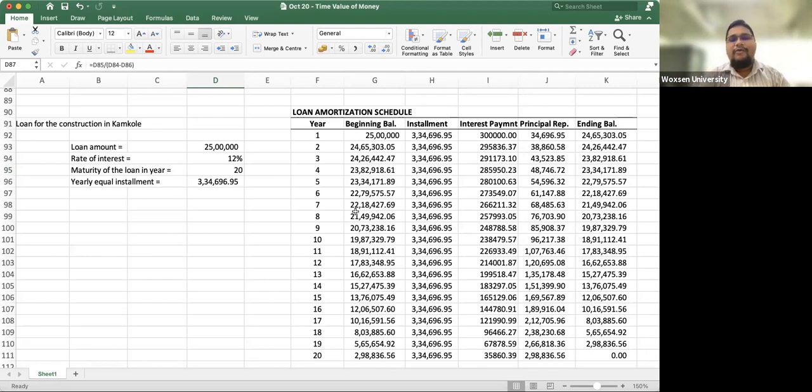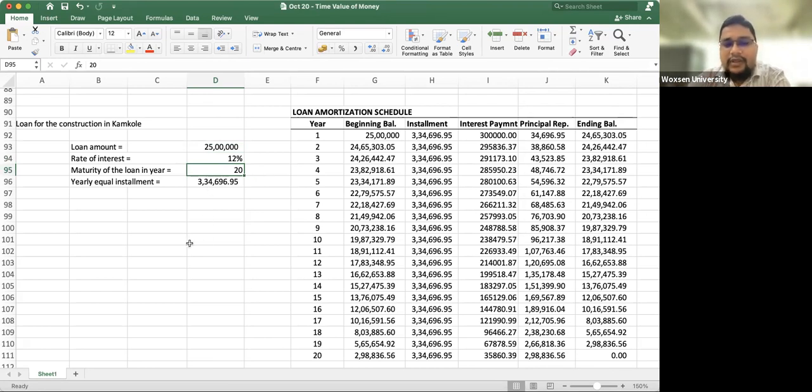So we have said that for building that classroom building, we have some amount of money, but we also need another loan of 25 lakhs. If we want to take the loan of 25 lakhs, and the bank is charging 12% interest rate, and we are going to repay the loan in equal yearly installments over a 20 years period, right? So the first challenge is to estimate the amount of installment.